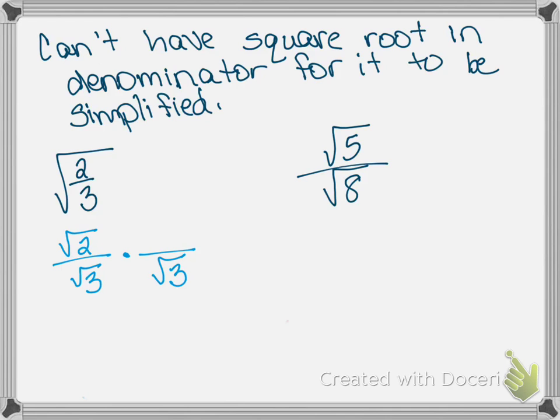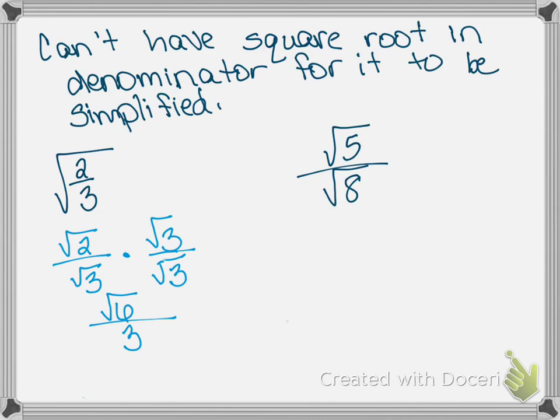Okay? Now, I can't just randomly multiply something by the square root of 3. In order to keep it equivalent, what's the only thing I'm allowed to multiply by? 1. I'm only allowed to multiply by 1. So if I multiply the bottom by the square root of 3, I have to also multiply the top by the square root of 3. The square root of 3 times the square root of 3 is the square root of 9, which leaves us with 3. What's the square root of 2 times the square root of 3? Square root of 6, you got it.